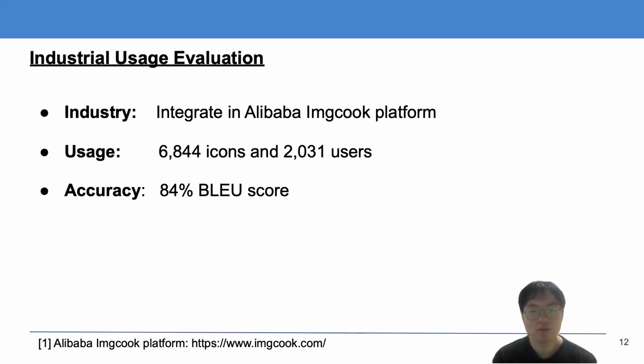We also evaluate our approach in industrial usage. We cooperate with the Alibaba image code platform. Our tool is integrated with the internal automated code generation process and is triggered whenever the UI contains an icon. We ran experiments with more than 6,000 icons from 2,000 users. Overall, 84% of the code generated by our approach is used directly without any modification by users. It demonstrates the high usability of our tool in practice.